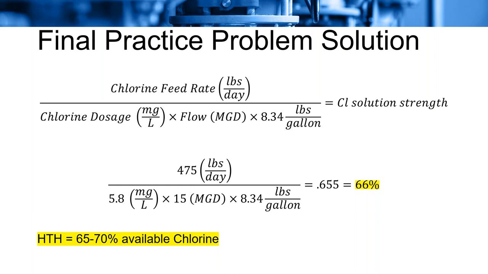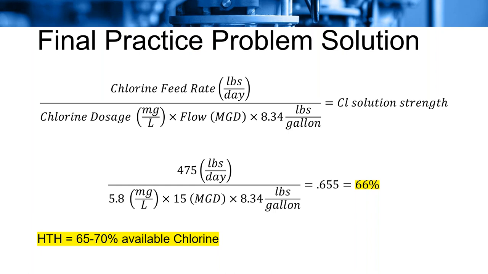All our units end up canceling out. You can see the pounds on the top, day at the bottom of this first term. Those will cancel out with the day for the MGD and the pounds on our conversion factor. Gallons cancels out with our million gallons, and the million cancels out with our milligrams per liter. So that equals 0.655 or 66%. So the answer to that question is 66%.